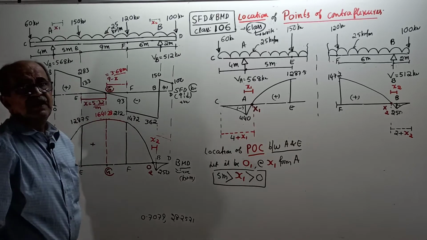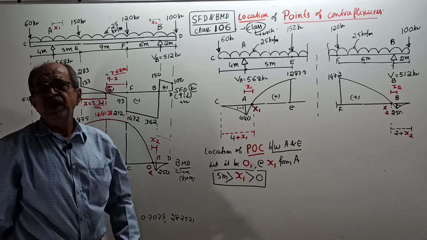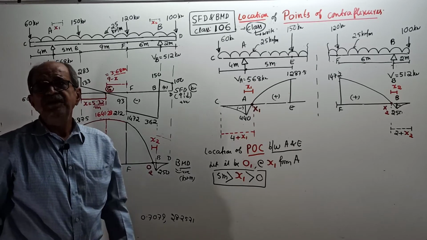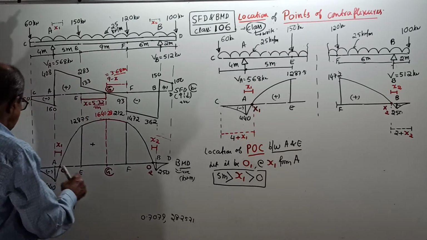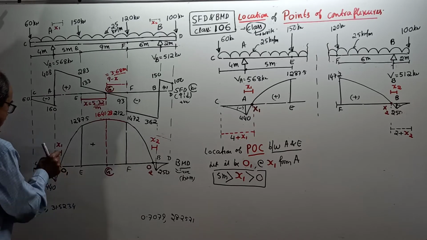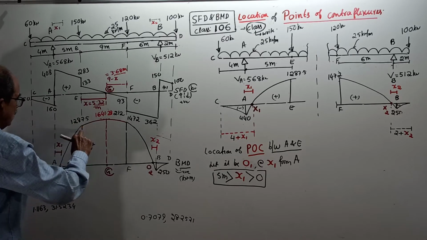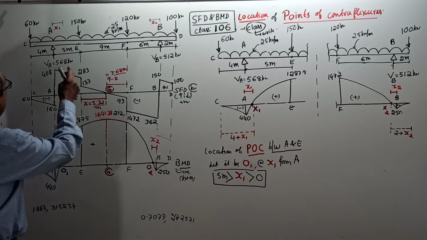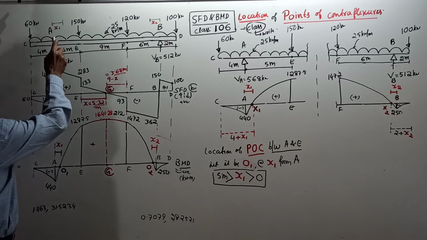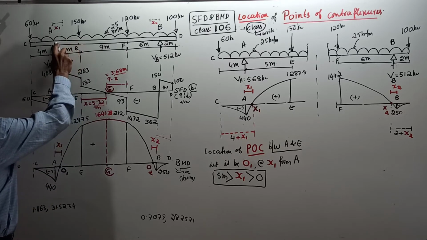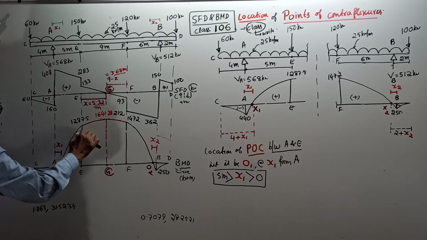Then you can do one thing. You don't have to struggle. If you want, you can locate that point by using similar triangles. Why? See, 440 divided by x1 equal to 1287.5 divided by 5 minus x1. Only if there is no UDL here, there is no load, it will be a straight line.